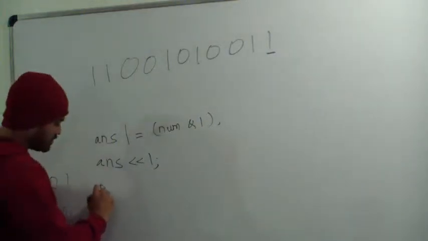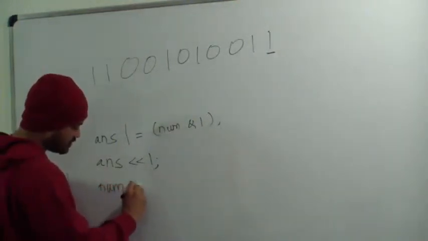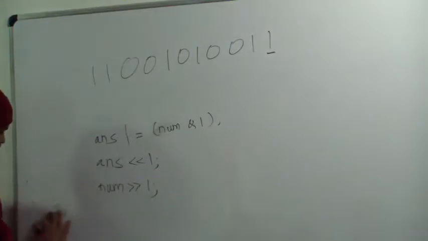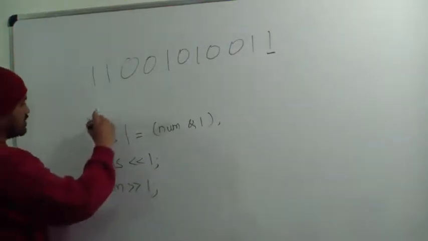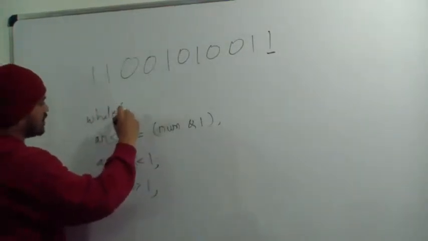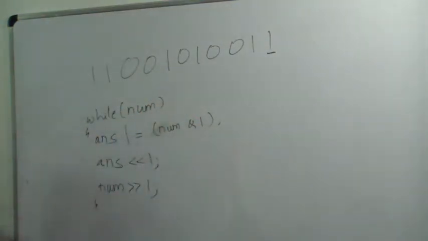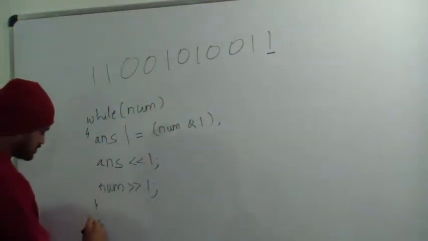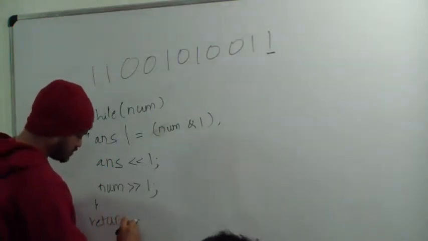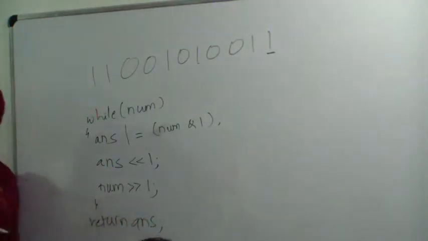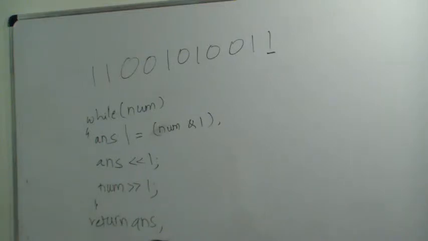So your num is equal to num, and this will be in a while loop, while num is greater than 0, and then you return. But here is the thing. What happens when you have zeros here? Good question. So how will you do that?